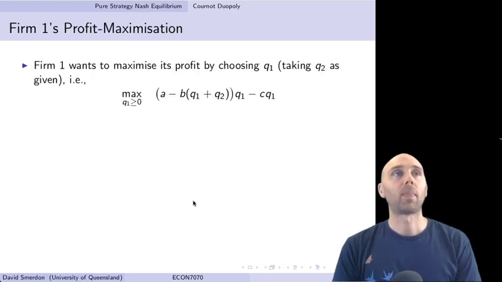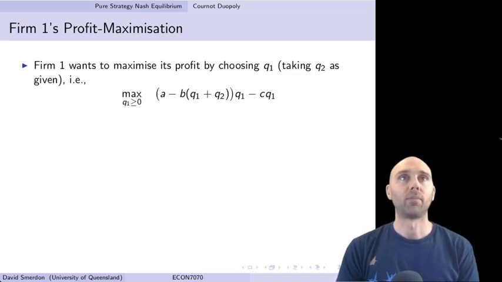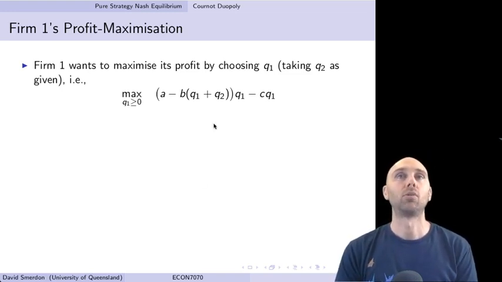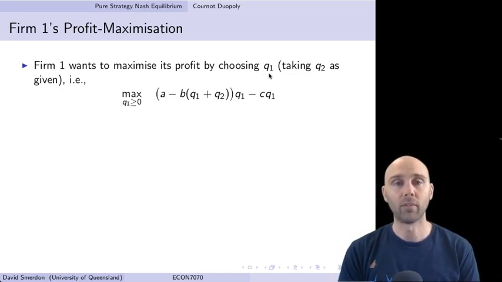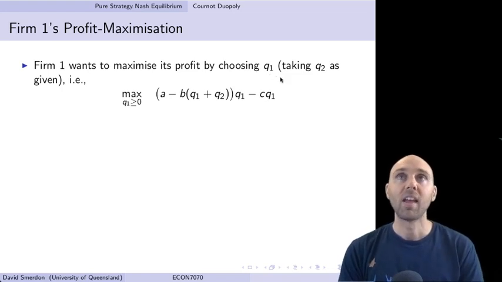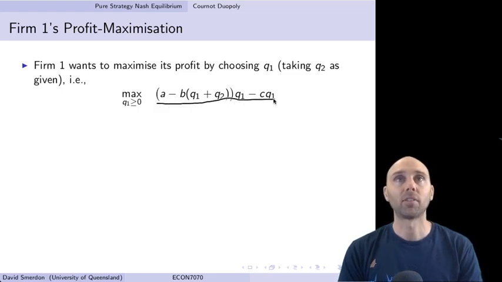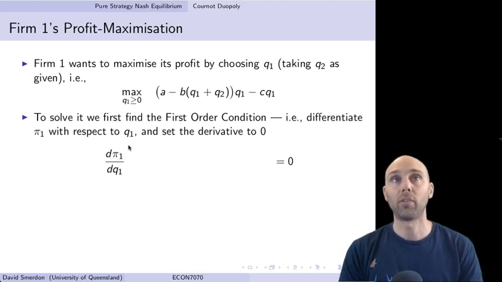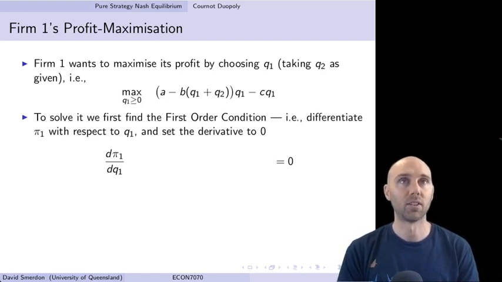So let's work out the profit maximization strategy for each firm. Firm 1 needs to choose q1, so that will be the variable that we use in the derivative in the optimization, taking q2 as given. So this is our profit function. We want to maximize our profit function, choosing q1 with the condition that q1 cannot be negative. So we take a derivative, and then we're going to set that derivative to 0. You may remember this as a first order condition.